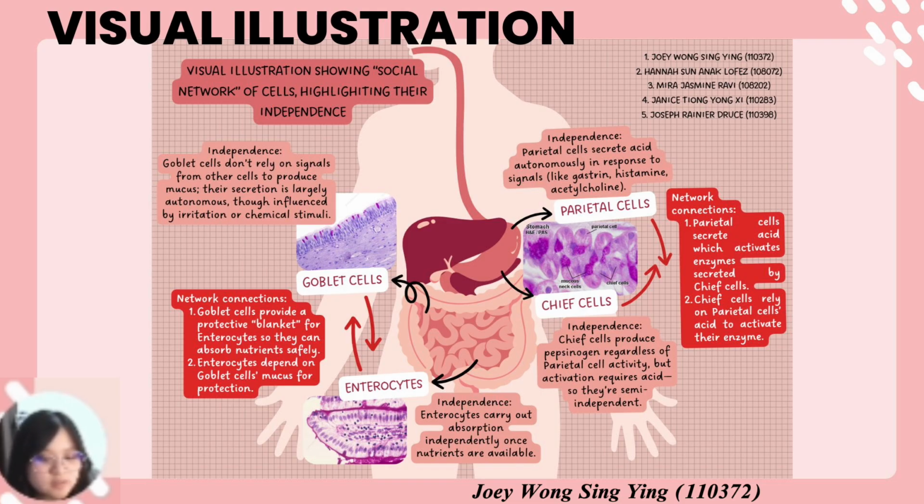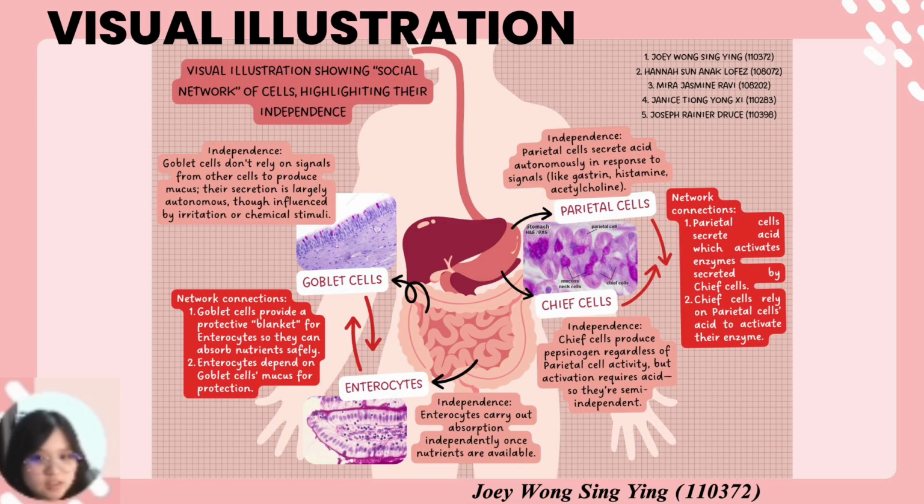The second digestive cell is enterocytes. Enterocytes are the nutrient absorbers of the intestine. They absorb nutrients independently once nutrients are available. However, they rely on goblet cells' mucus to stay protected while doing their job. Therefore, goblet cells and enterocytes have a close connection where enterocytes depend on goblet cells for protection so they can absorb nutrients safely.